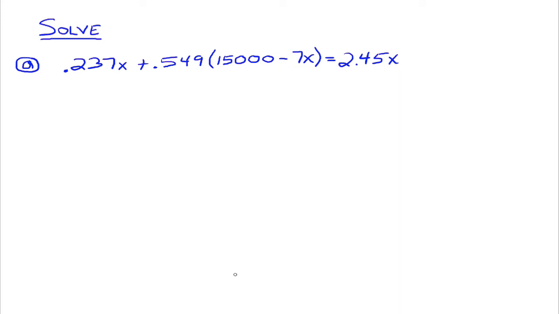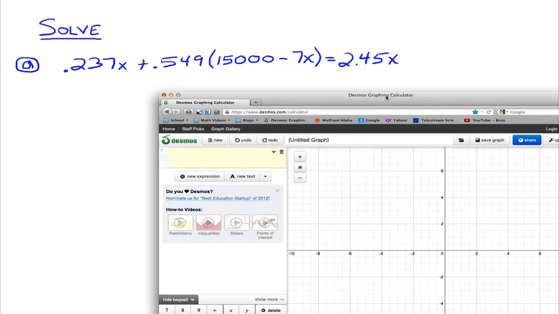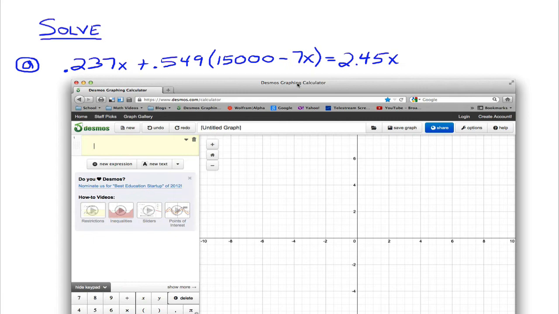All right, so Desmos.com. Remember that calculator from the intro video. So up here is where you type in whatever you want to graph or whatnot. But we can also type in the equation here, and it will give you the answer. So we just start by doing it. 0.237x plus 0.549 times 15,000 minus 7x equals 2.45x. And it immediately gives you the answer right down there.